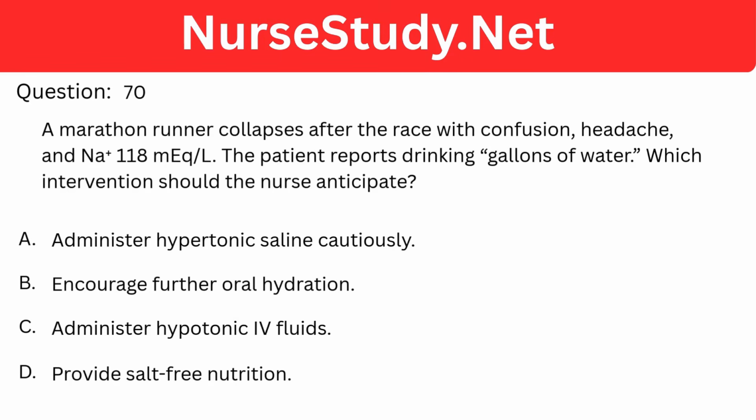Question 70. A marathon runner collapses after the race with confusion, headache, and sodium 118 milliequivalents per liter. The patient reports drinking gallons of water. Which intervention should the nurse anticipate? A. Administer hypertonic saline cautiously. B. Encourage further oral hydration. C. Administer hypotonic IV fluids. D. Provide salt-free nutrition.